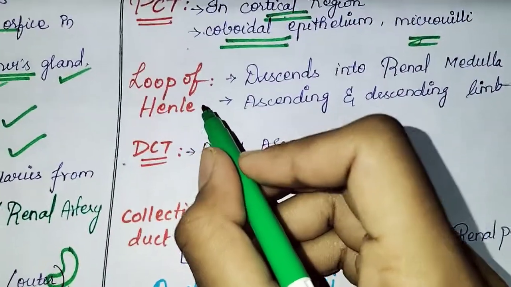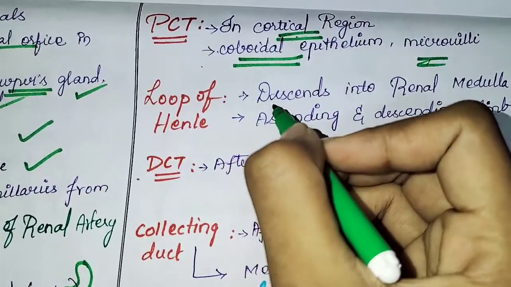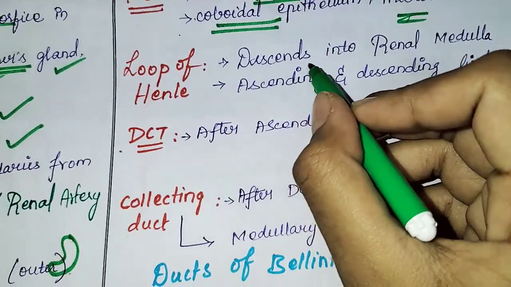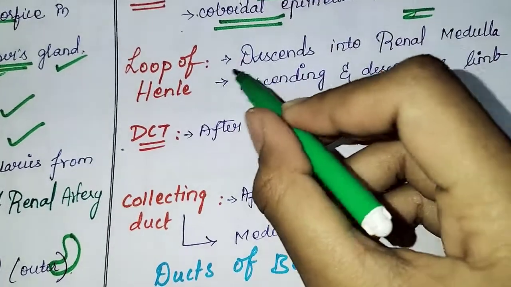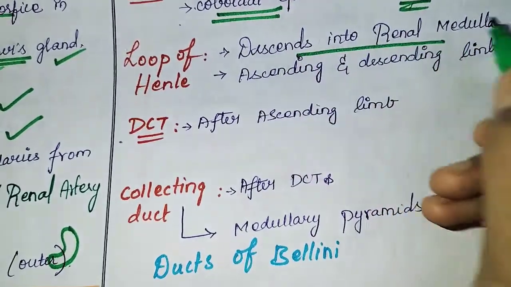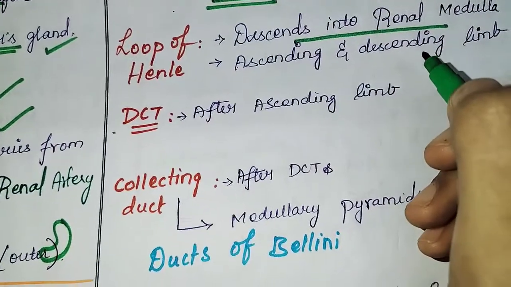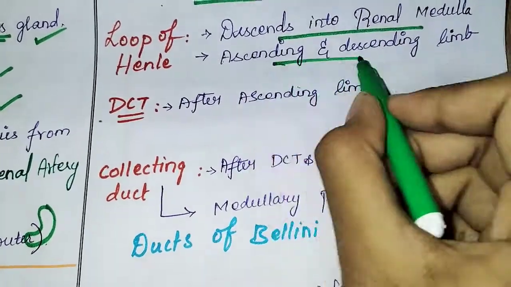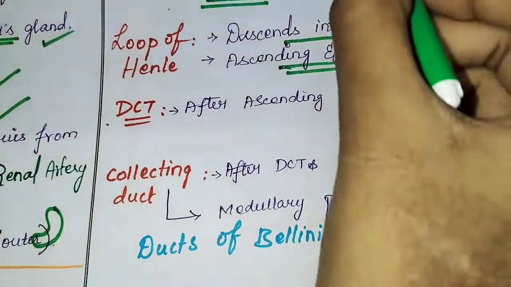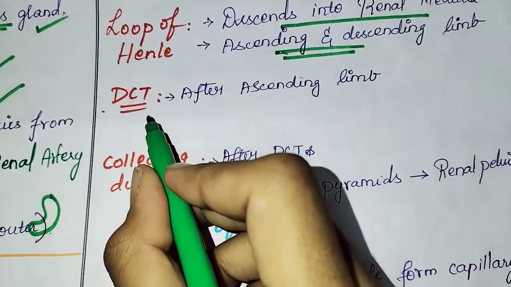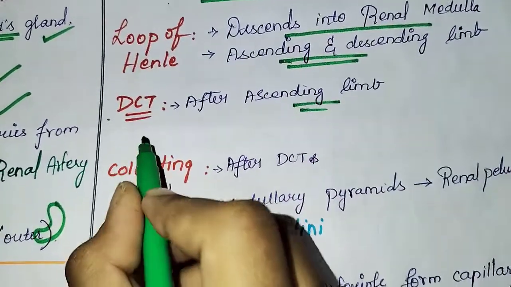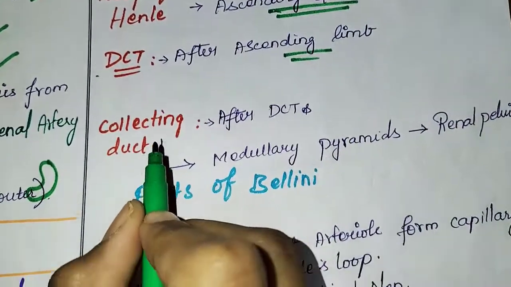Loop of Henle. The extension of the proximal convoluted tubule forms the loop of Henle. It descends into the renal medulla. This loop of Henle comes only to the medullary region, the inner part of the kidney, and gives the ascending and descending limb. The coming down is descending and going up is ascending. And the distal convoluted tubule starts after the ascending limb.